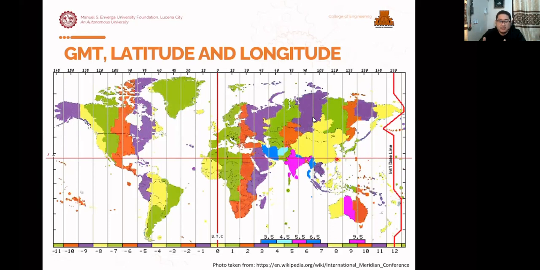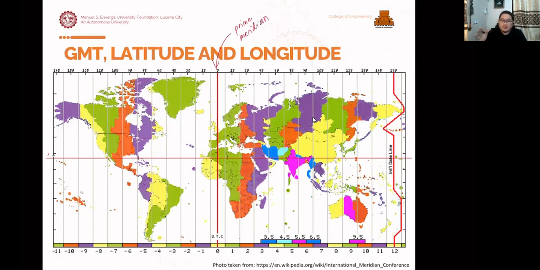Then, si longitude natin is our distance from the reference point natin, yung tinatawag nating prime meridian, no? So, itong line o yung great circle na nagpa-pass through dun sa Greenwich na bansa o yung reference natin for our time system, diba, yun yung prime meridian natin. Okay? Then, si longitude is based dyan sa prime meridian na yan.